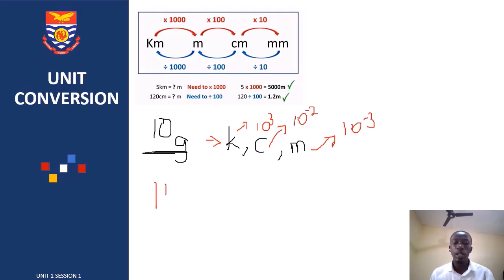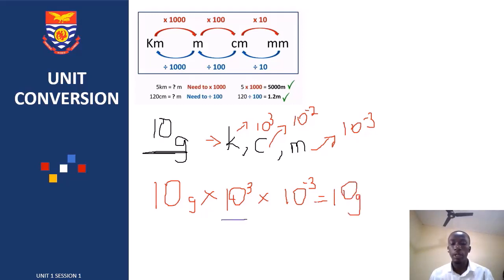Now let's go through how we can go about these conversions. You just have to write your 10 grams here, and because we want to change the 10 grams to a kilogram, you multiply it by 10 raised to the power 3, that is supposed to be a kilo, and also another 10 raised to the power minus 3. And do you know that when you multiply all of this, you should get 10 grams? This is because this 10 raised to the power 3 and 10 raised to the power minus 3 cancel each other and you will get 1 when they multiply.